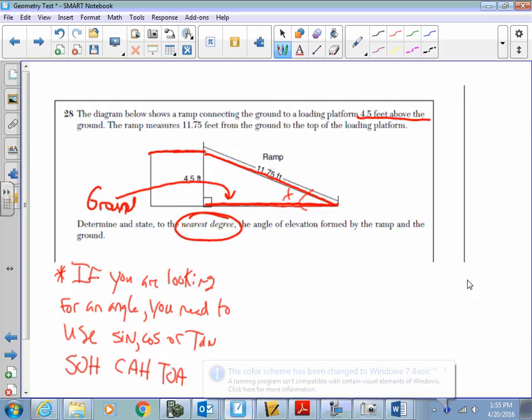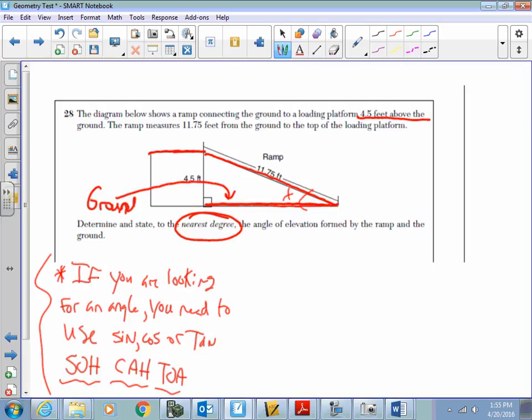Okay, now let's go. I want you to write down what I wrote here. If you are looking for an angle, you need to use sine, cosine, or tangent. Remember SOH CAH TOA. All right, let's set this up now.